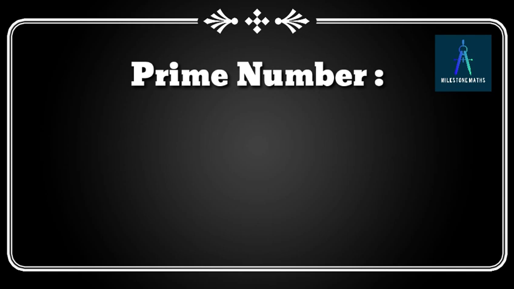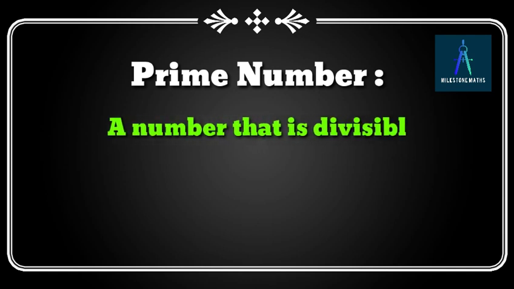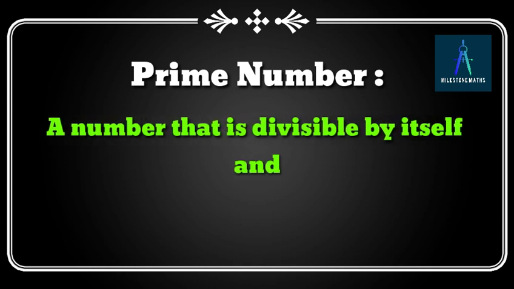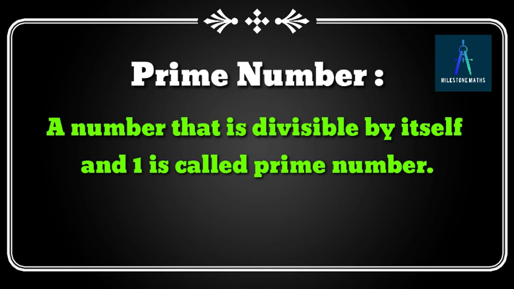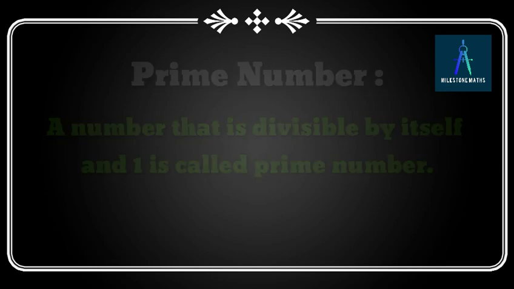Another one is prime numbers. What is the definition of a prime number? A number that is divisible only by itself and 1 is called a prime number. Like 2, 3, 5, 7, 11, etc. are the series of prime numbers.